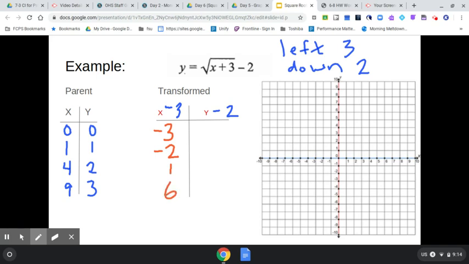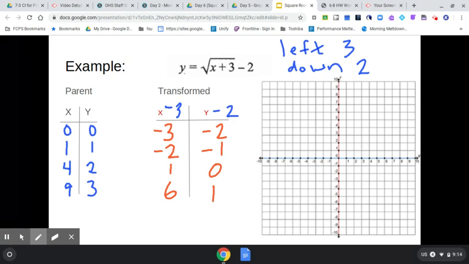The y values, we're going to subtract 2 from them. So my first y value is 0. If I subtract 2, that's -2. My next y value is 1 minus 2, gives me -1. 2 minus 2, that gives me a y value of 0. And my last y value of my parent function was 3. If I subtract 2 from that, 3 minus 2 gives me a y value of 1.